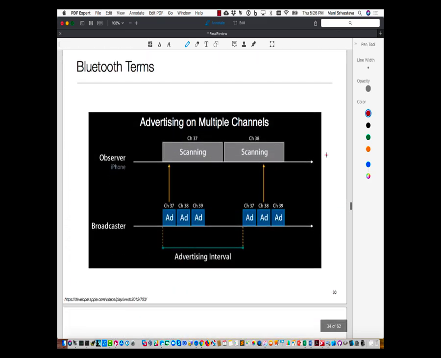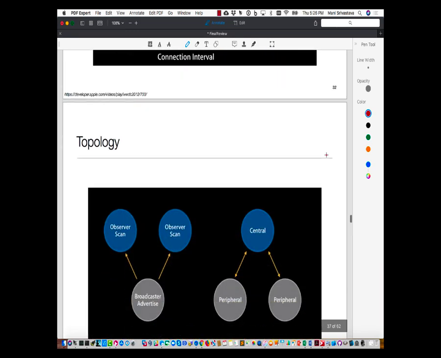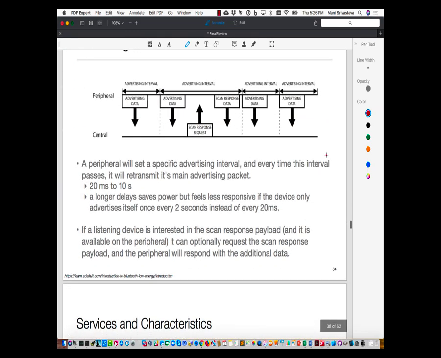Okay, let's see. So any questions on the wireless part? Yeah.